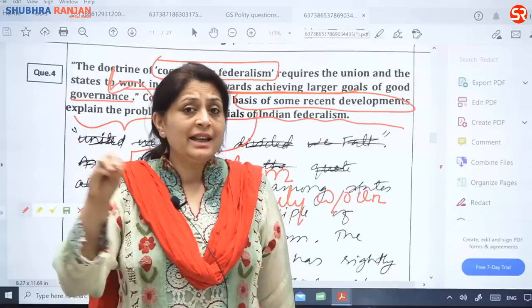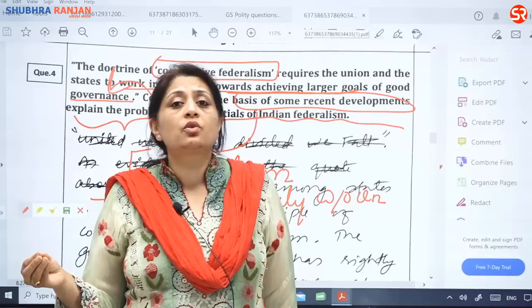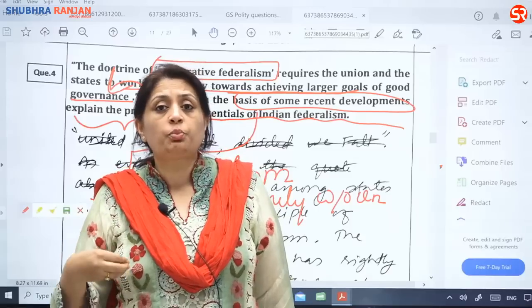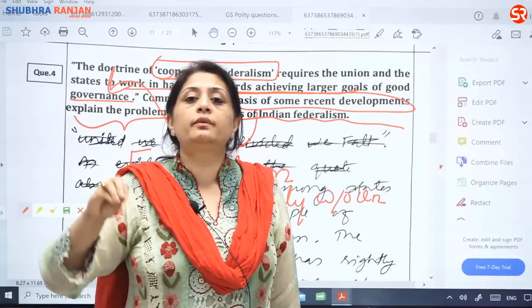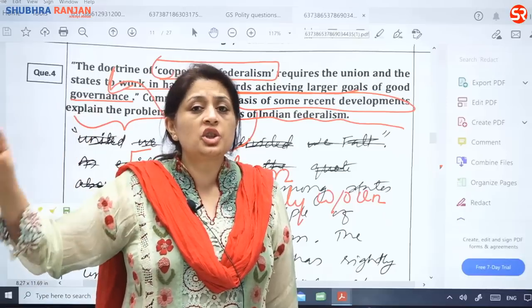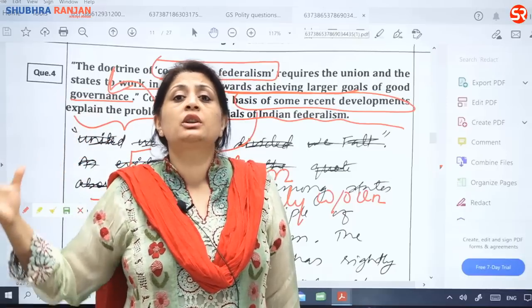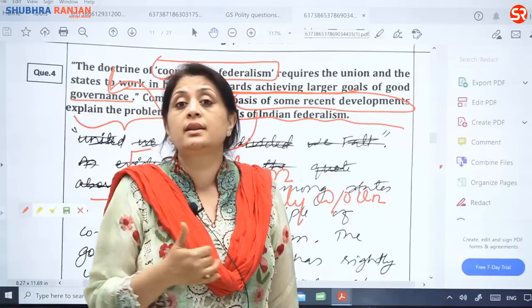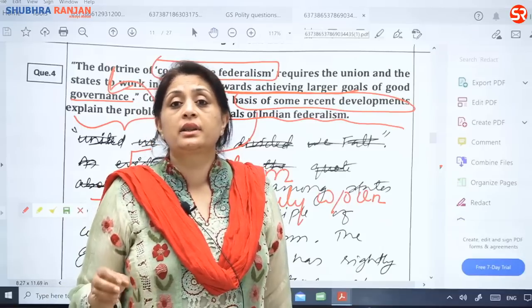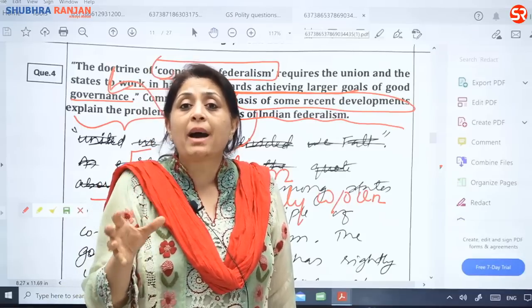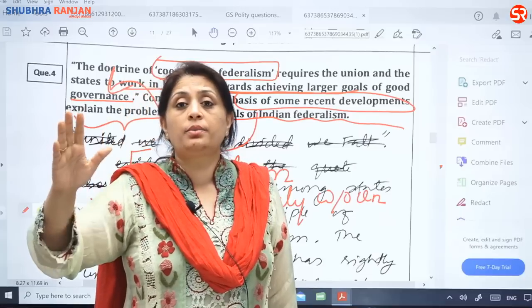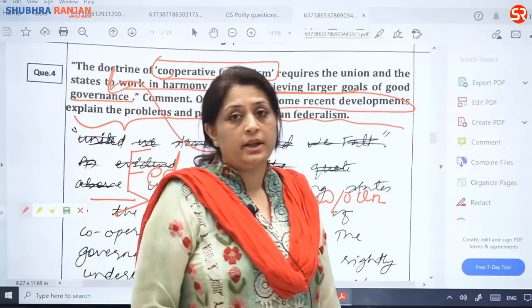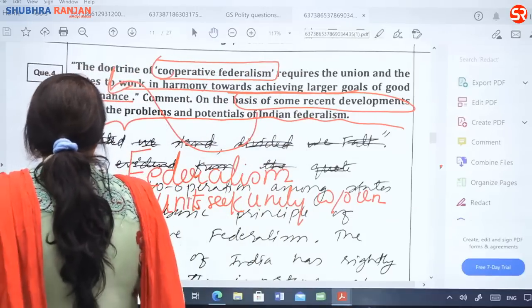And is there any fundamental problem in India's cooperative federalism? The answer is no. This answer is not based on my opinion. It is based on the opinion of expert commissions like the Punchhi Commission and the Sarkaria Commission. All these commissions said that no fundamental change is required in center-state relations. They have only suggested that we need to change the manner of working, because the real problem is political and not constitutional. Fine. So now let us evaluate the answer of this student.